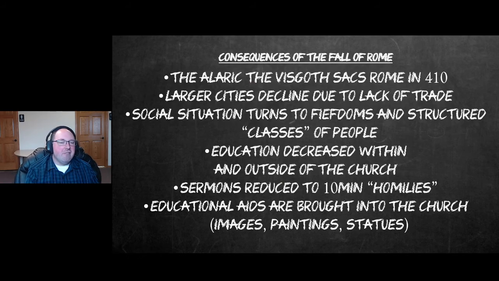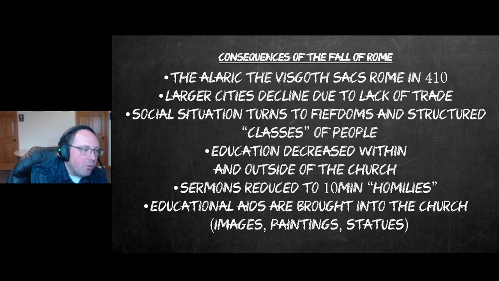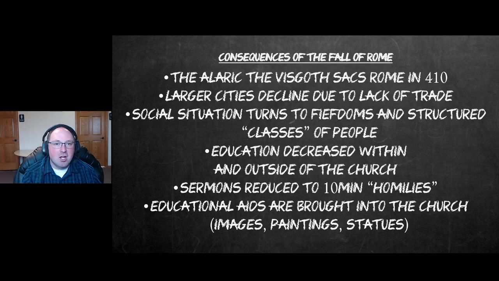So, some consequences of the fall of Rome. Alaric the Visigoth sacks Rome in 410. This is something we learn in grade school when looking at world history. A large change in the course and the nature of European lifestyle, European civilization, in 410. Alaric the Visigoth would have been considered an uncouth swine, a barbarian, by all contemporary understandings. And yet, it's what God used to put an end to the Roman polytheistic system.